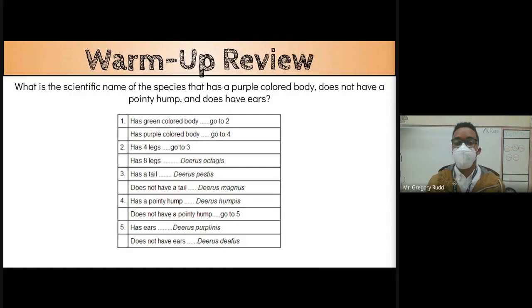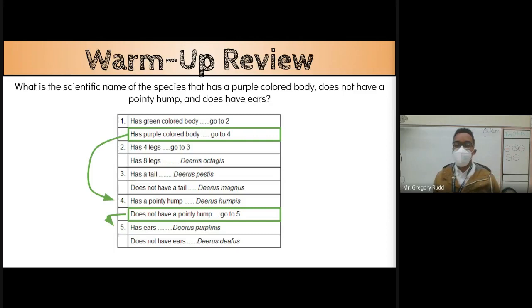It has purple. So what do we do with that information? Good. So we look at that, that's the correct statement. It has a purple colored body. It tells us to go to the fourth set of statements. The fourth set of statements says has a pointy hump or does not have a pointy hump. So what do we know about this species? It does not have a pointy hump. So what do we do with that information? We go to five. Good. And then the fifth set of statements says has ears or does not have ears.